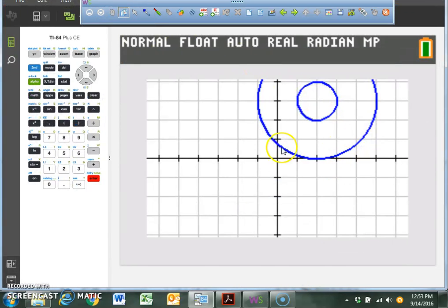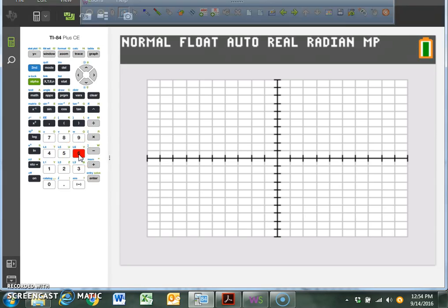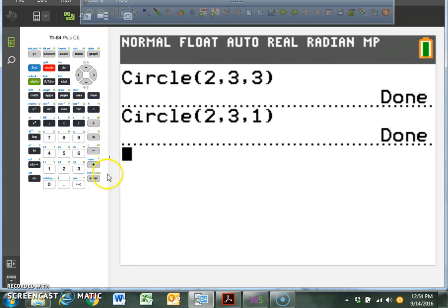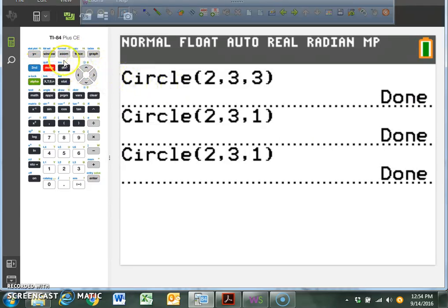All right, hold on. Let me see here. Select trace. Can I trace anything? I think I can trace. Oh well. So I can zoom. I'm gonna do zoom standard. Zoom 6. I don't like that. That's not right. That was like an oval. All right. So hold on.